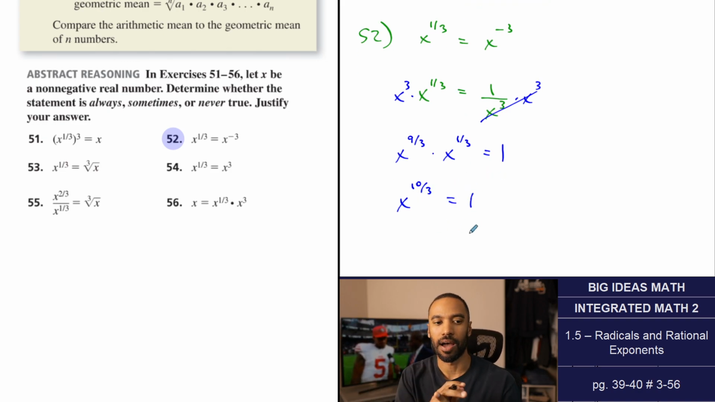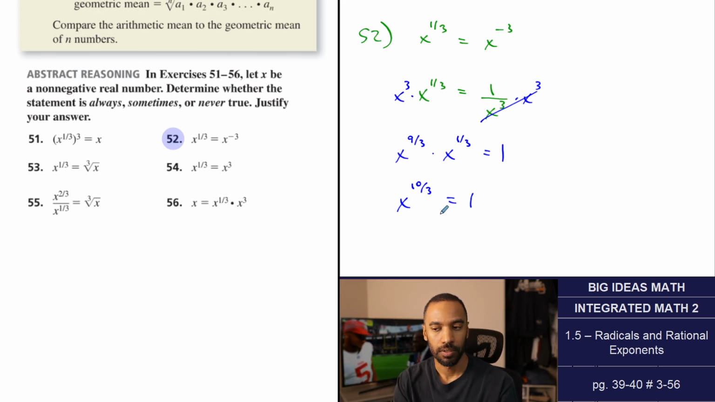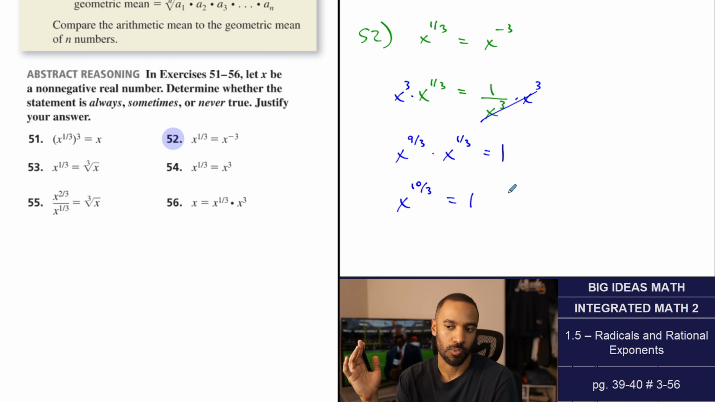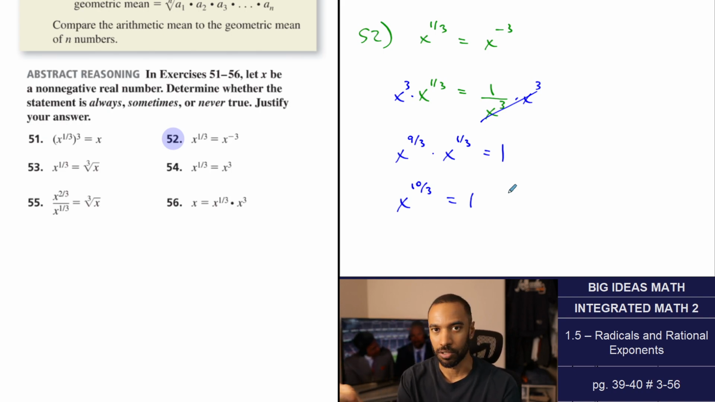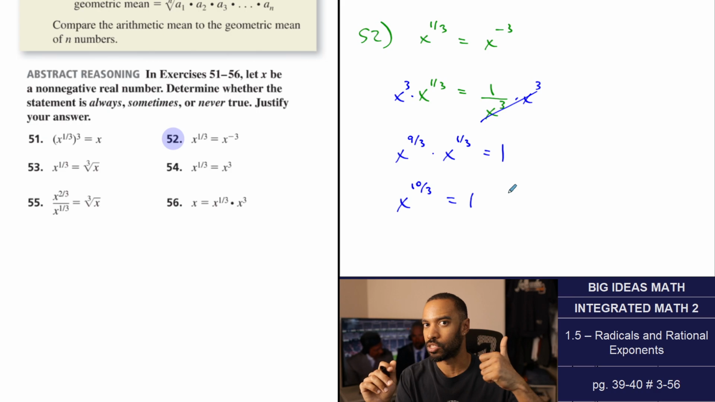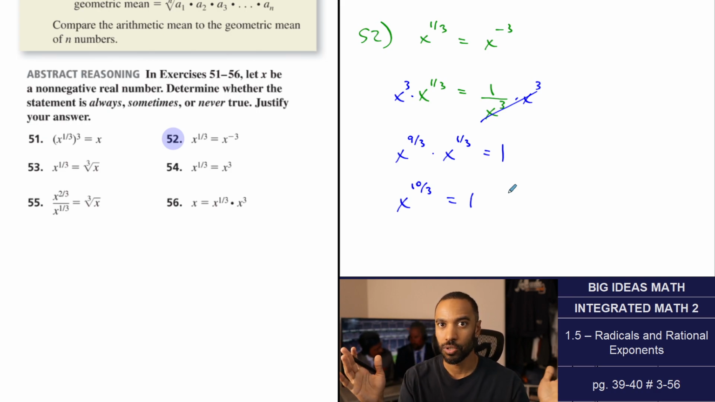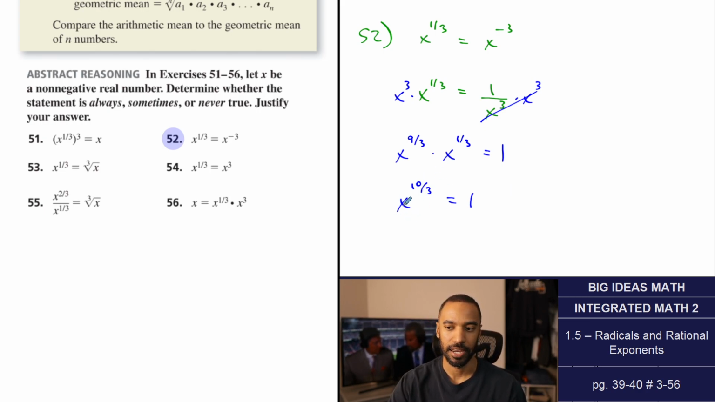So the question for us kind of is, is there a case when this is true? And obviously there are a bunch of cases when it's not true, like you plug in 2. 2 to the 10/3 isn't 1. So I found an instance when it's not true. Does that mean it's never true? What about 1? 1 and -1. If I plug in -1 into here, it actually still works because -1 to the 10th power is +1. Cube root of that is 1. So this is sometimes true. And it's true in the case of 1 and -1.